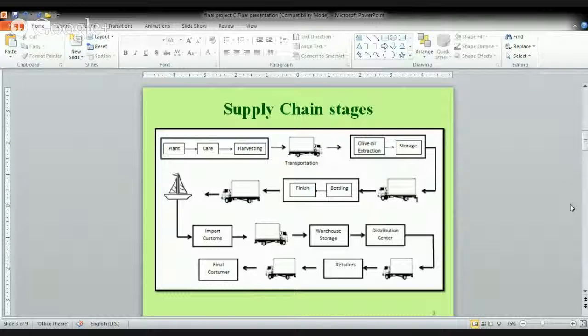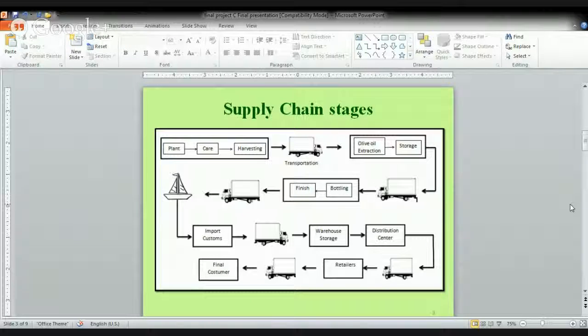The second is the processing phase, and it has three stages. The extraction stage starts with transporting olive crops within 48 hours from harvest to the mill for olive extraction. In the storage stage, after the oil is extracted, it is stored in huge barrel containers and prepared for the bottling stage. And of course, the last stage is the bottling process in 20-ounce glass bottles.